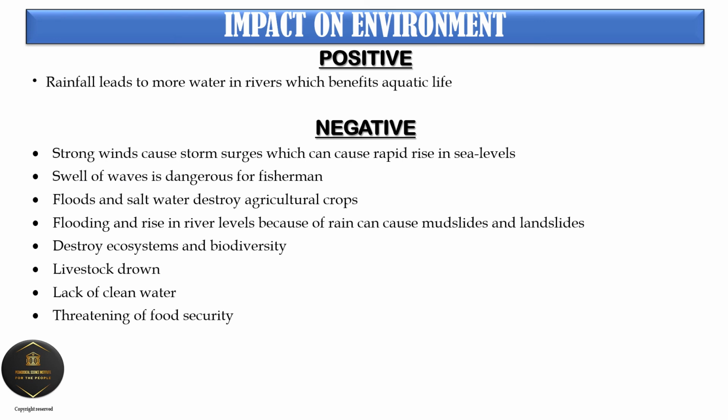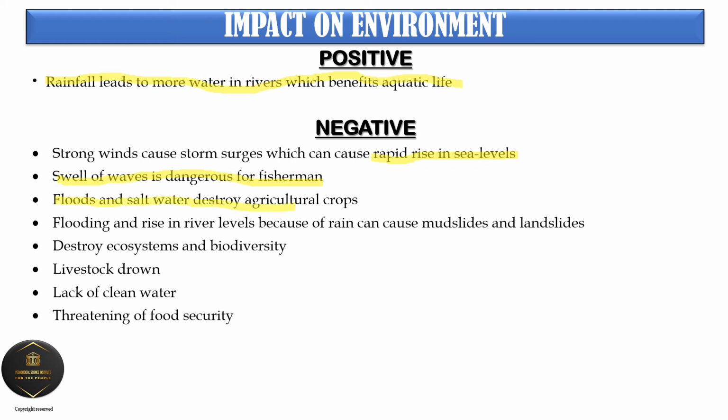Let's look at the environment. In the environment, we said we are going to have more rainfall for rivers and beneficial for aquatic life. But now, remember I said we have more negative than positive, really. So the strong winds will lead to rapid rise in sea level, and that may not be so good for aquatic life. The swells of waves again are dangerous for fishermen, so people may die. Remember, people are part of nature, the ecosystem.